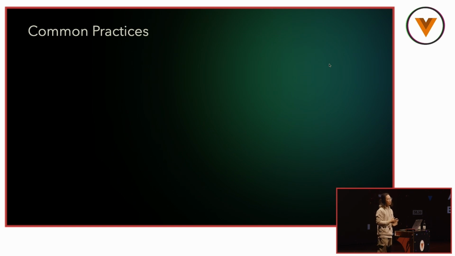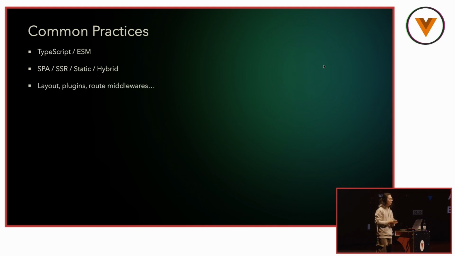Then we also introduced some common practices in Nuxt 3. We have built-in support for TypeScript and ESM thanks to Vite. Nuxt also makes it easy to have single-page applications, server-side rendering, static site generation, or even hybrid routes, and all of them are built on top of your isomorphic codebase without any explicit config. We also introduced a layout system, plugins, and route middlewares to make your app creation more productive, save you time, and help your code be better organized.